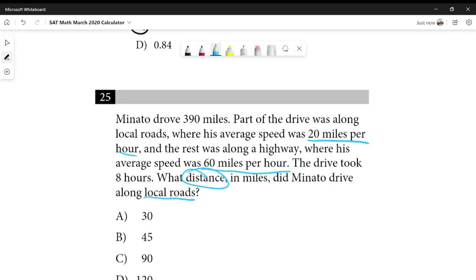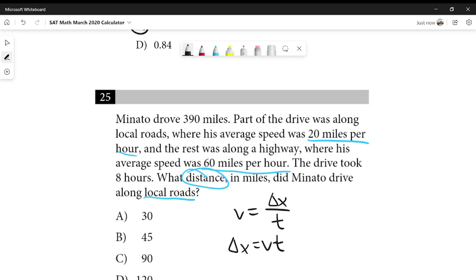Okay, so let's think about this. We know that we're trying to find the distance, right? And we're given the times and the speeds. You should know that the speed is equal to the distance over time, right? But we're trying to find the distance, so that means that the distance is equal to the speed times the time.